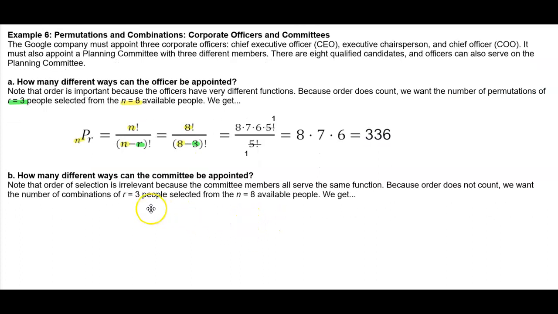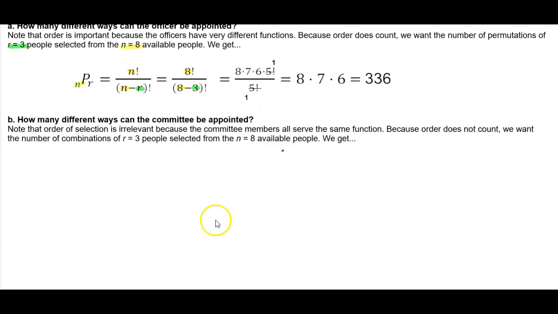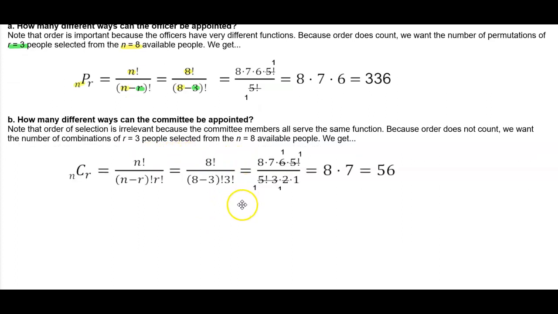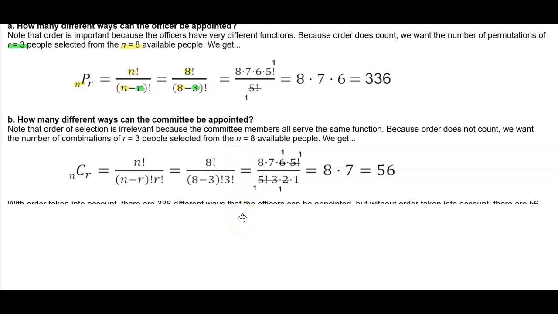Now in part B, it says, how many different ways can the committee be appointed? Now note that the order of selection is irrelevant because the committee members all serve the same function. And because order does not count, then we want the number of combinations of r, which is equal to 3 people selected from n, which is equal to 8 available people. So let's take a look at this formula.